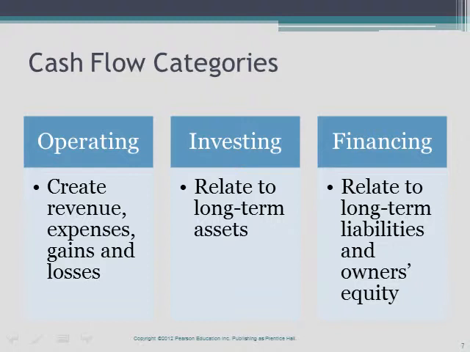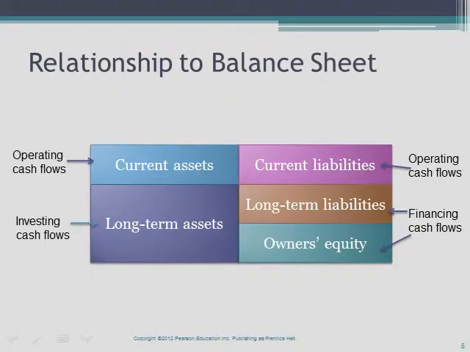Financing activities obtain cash from investors and creditors, and so issuing stock, borrowing money, buying and selling treasury stock, and paying cash dividends are examples of financing activities. Paying off a loan is another example. Financing cash flows relate to long-term liabilities and owners' equity. This figure shows how operating, investing, and financing activities relate to the various parts of the balance sheet.